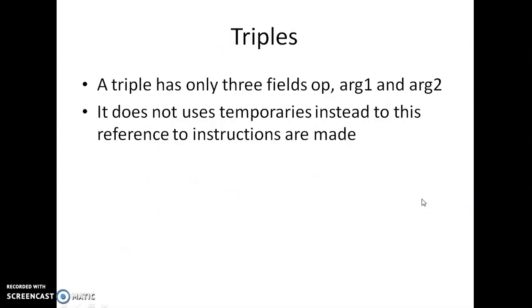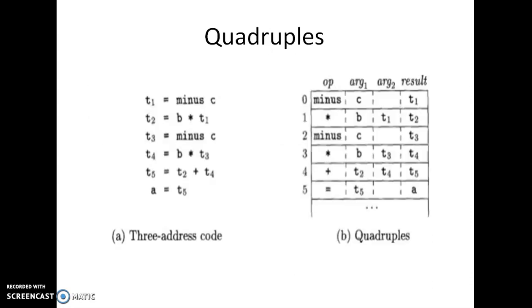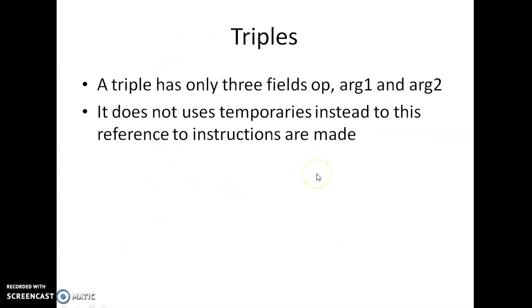Now we come to the triples. A triple has only 3 fields: operator, argument 1 and argument 2. It does not use temporaries. In the last example, we used a number of temporary variables such as T1, T2, T3, T4, T5, but triples will not use them. Instead of that, they will use references to instructions.